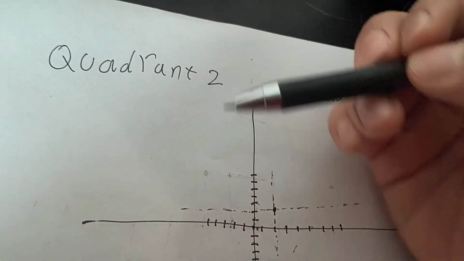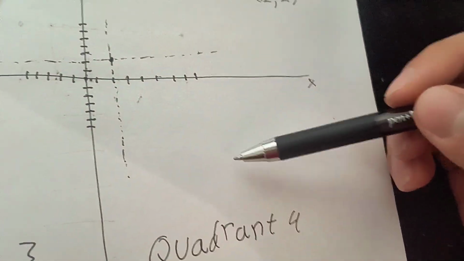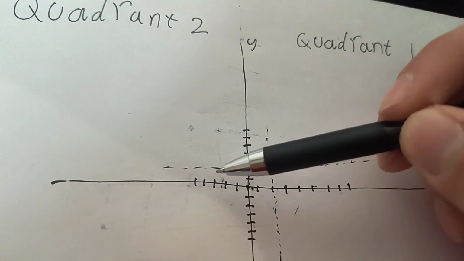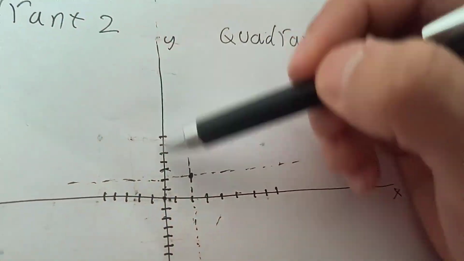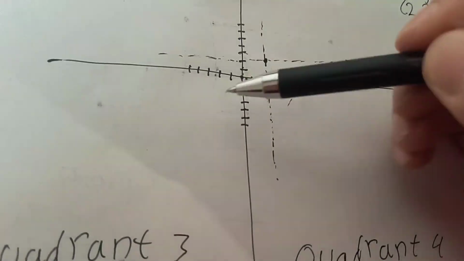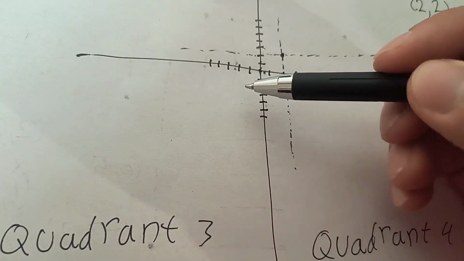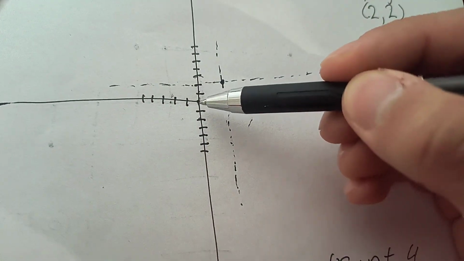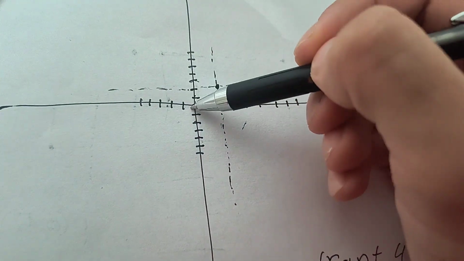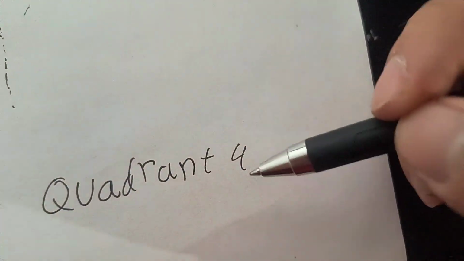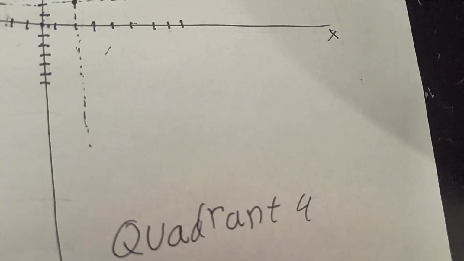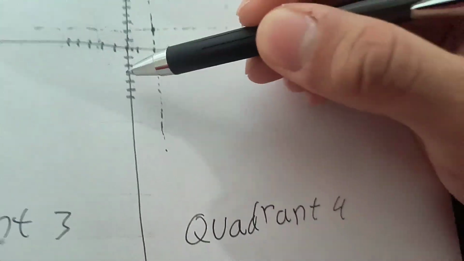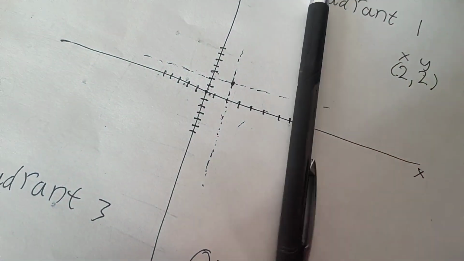And this is quadrant 2. This is quadrant 3. This is quadrant 4. The x on quadrant 2 is left of the origin, so that's always going to be negative. But the y is positive because it's above the origin, which is this spot. And in quadrant 3, x and y are both negative because the y is below the origin, see, it's over here, and the x is left of the origin. In quadrant 4, the x is positive because it's to the right of the origin, and the y is negative because it's below the origin.